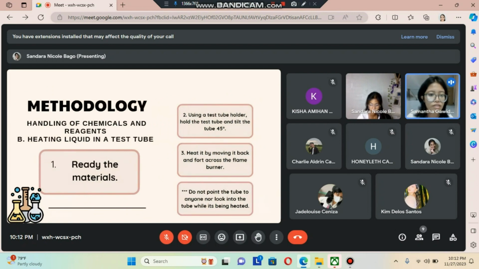B. Heating liquid in a test tube. Ready the materials such as test tube holder, test tube, and flame burner. Then, using a test tube holder, hold the test tube and tilt the tube 45 degrees. Heat it by moving back and forth across the flame burner. And a reminder: do not point the tube to anyone or look into the tube while it's being heated.